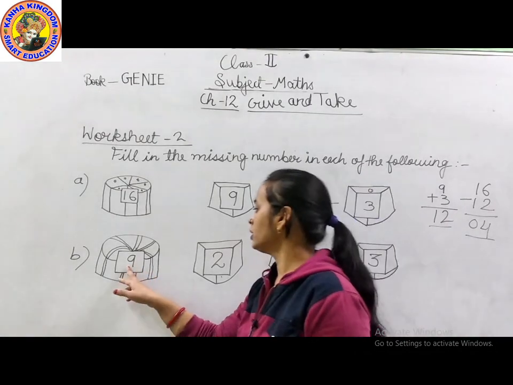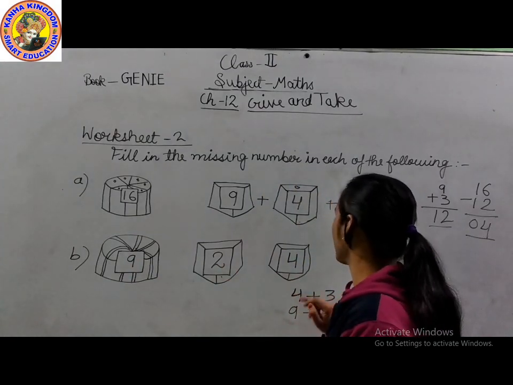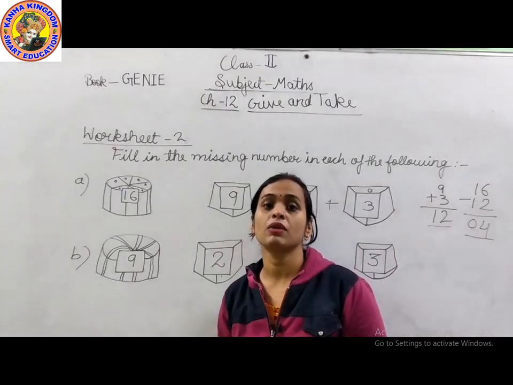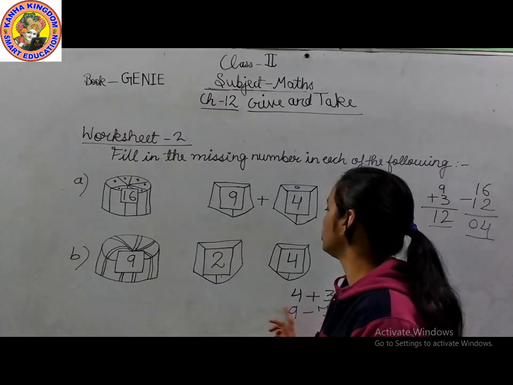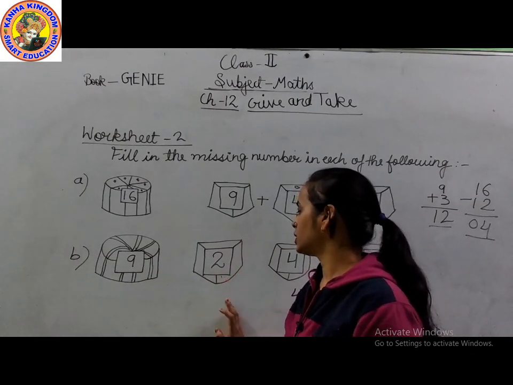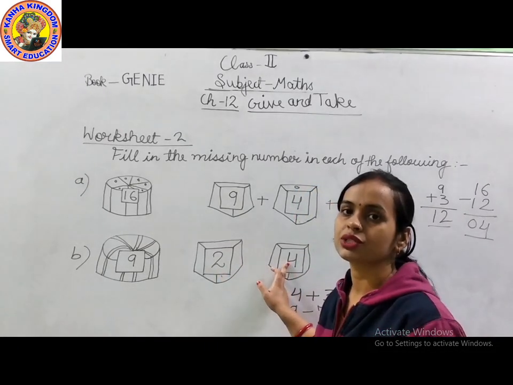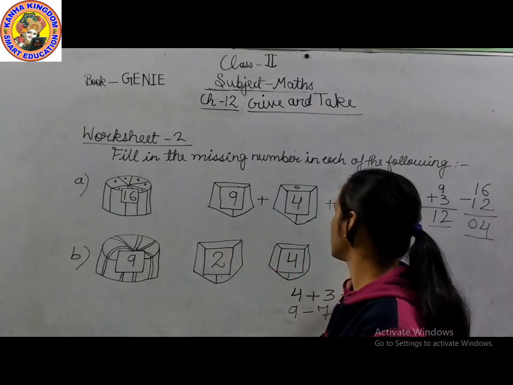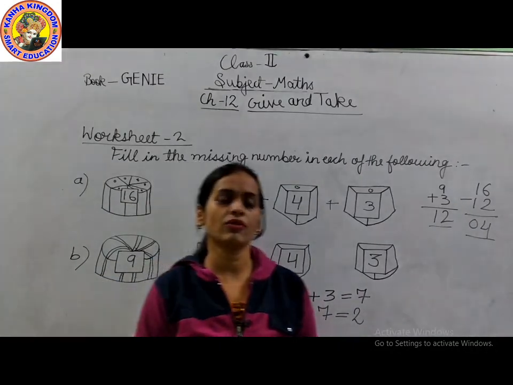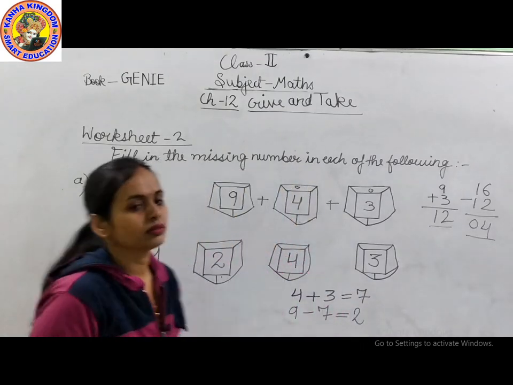Now next is 9. So 2 plus 4 plus 3. First we add 4 and 3. So 4 plus 3 equals to 7. Now 9 minus 7 equals to 2. Let's check the addition. 2 plus 4 equals to 6. 6 plus 3 equals to 9. Okay. Rest all the question of worksheet 2 and worksheet 1 do in your Genie book.